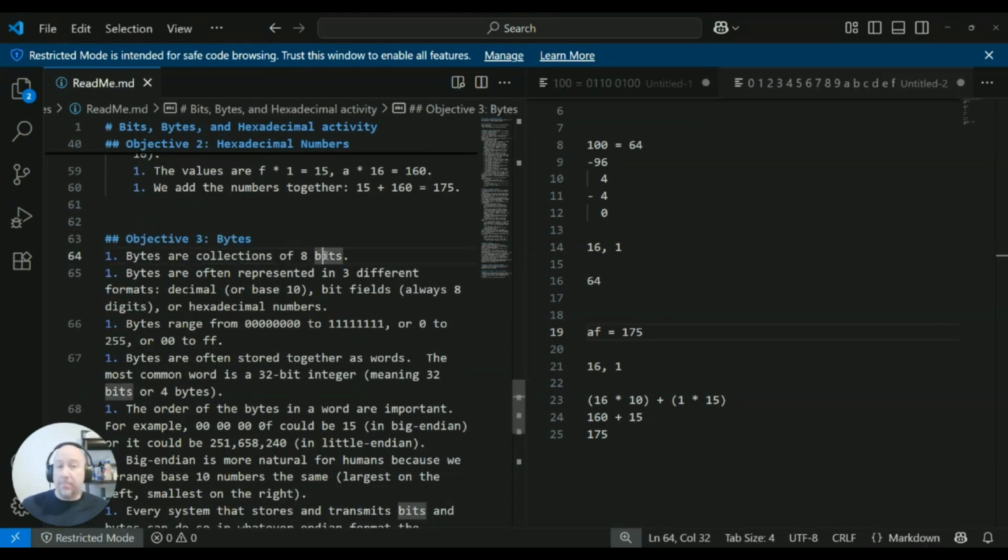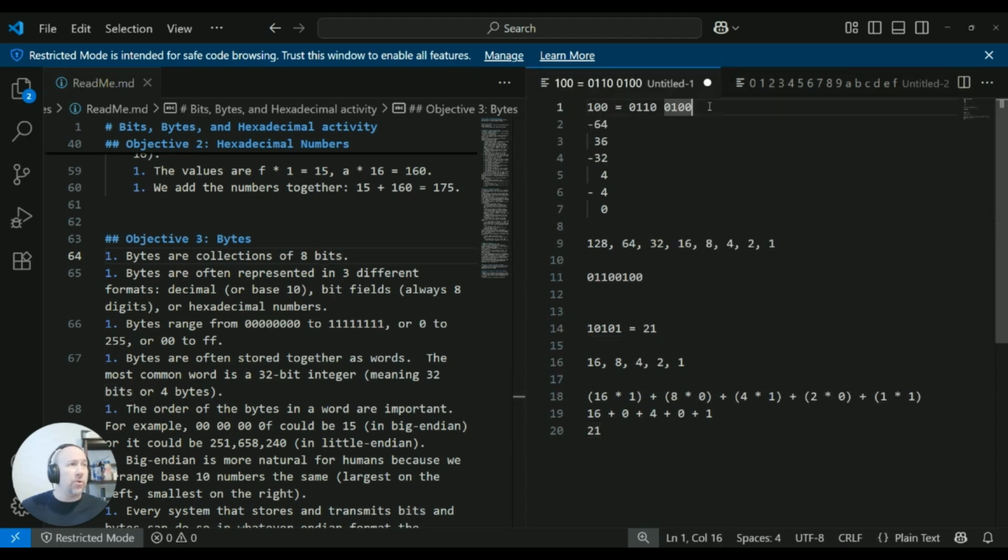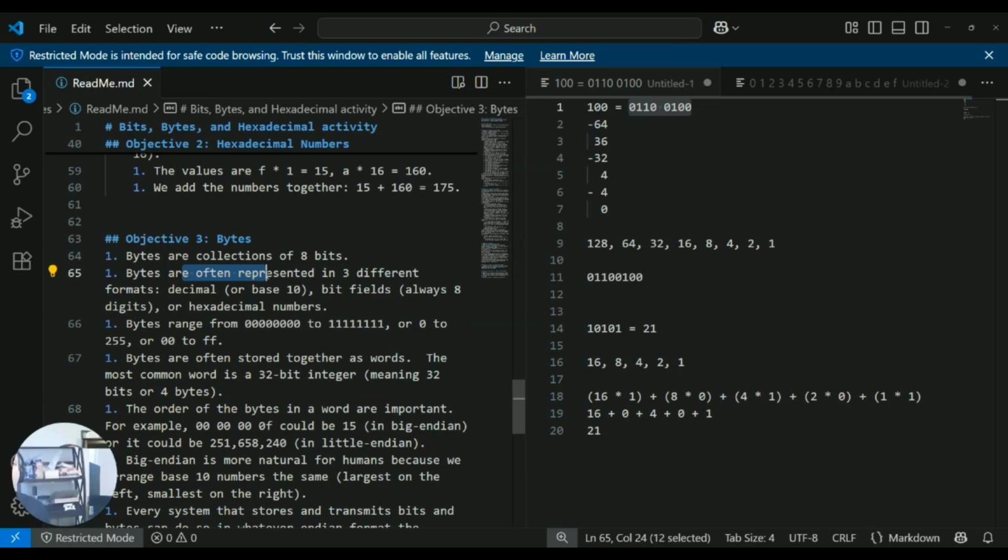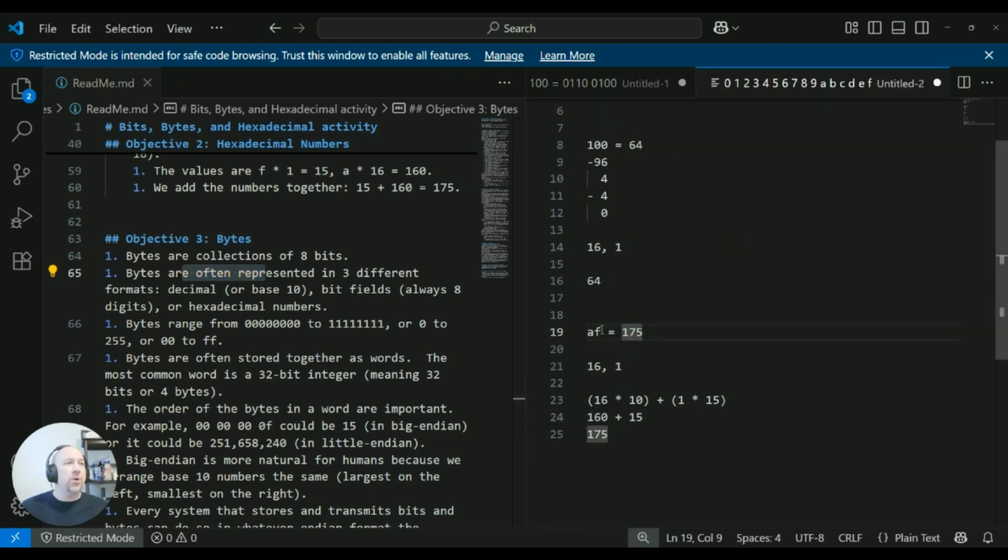Bytes are a collection of 8 bits. And we saw this here, right? So these are 8 bits, so this also represents a byte. So it's a collection of 8 bits. Bytes are often represented in 3 different formats. Decimal, base 10 normal numbers. Bit fields, 8 digits that are 1s and 0s. Or hexadecimal numbers. So AF, for example, is a byte.